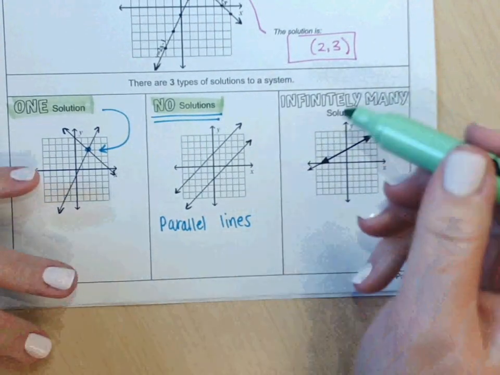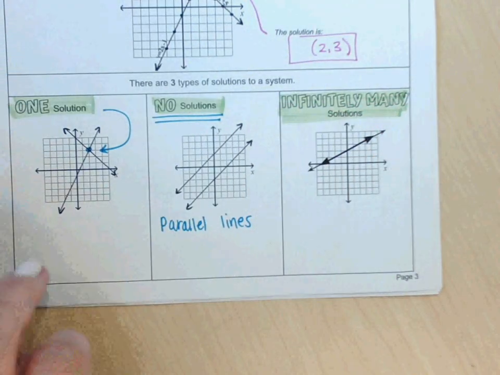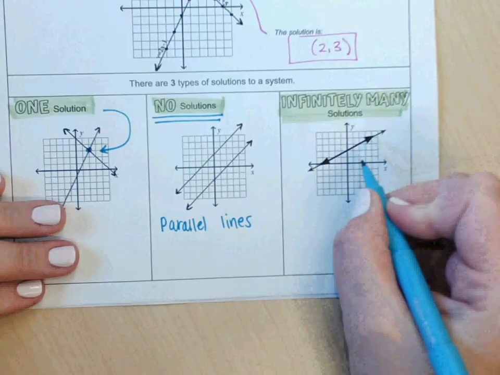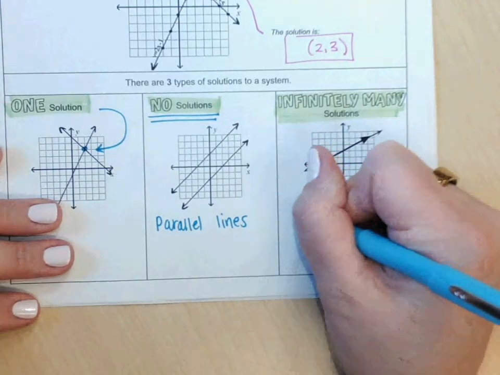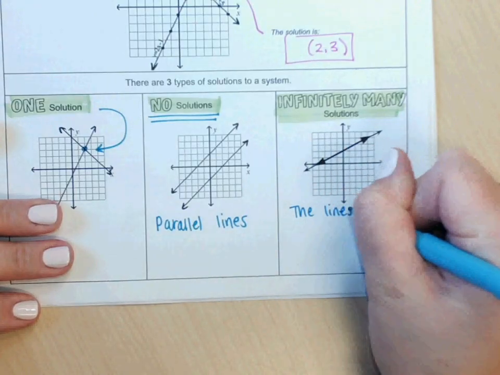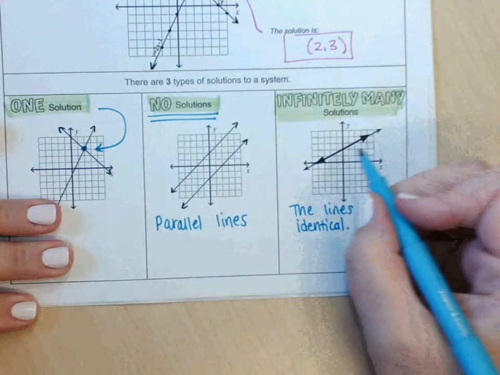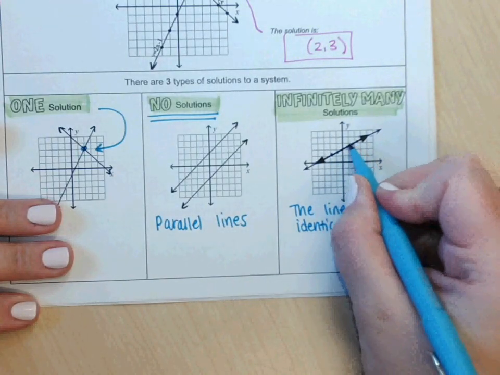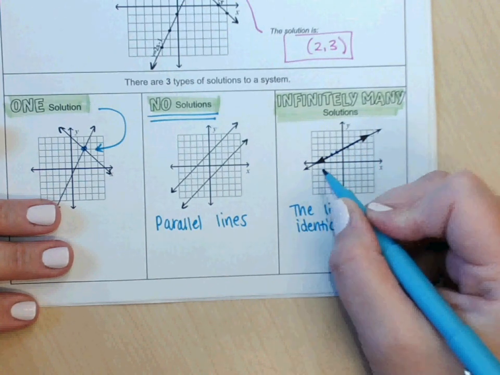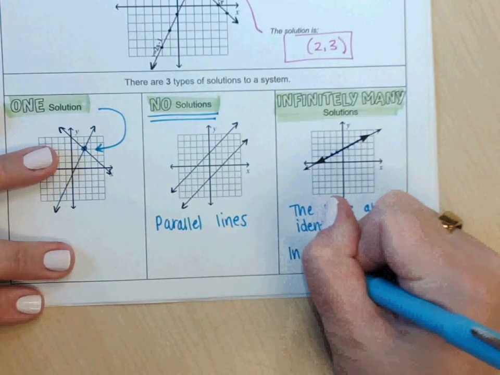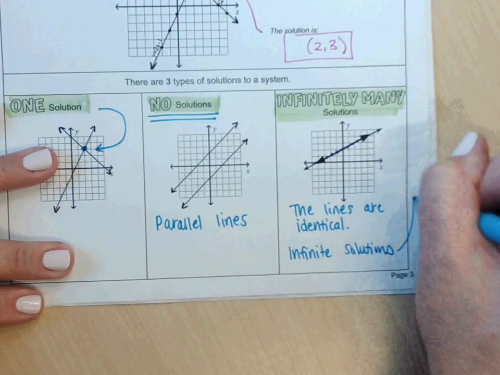Or our third option is infinitely many solutions, and that is the idea that you graphed one line and then you ended up graphing the exact same line. The lines are identical. And that means every single point is a point that they have in common. So if they have all of their points in common, they're going to have an infinite number of solutions.